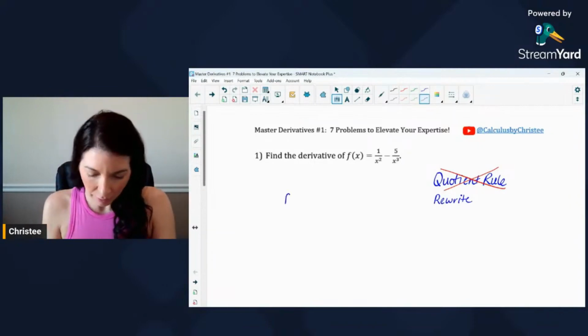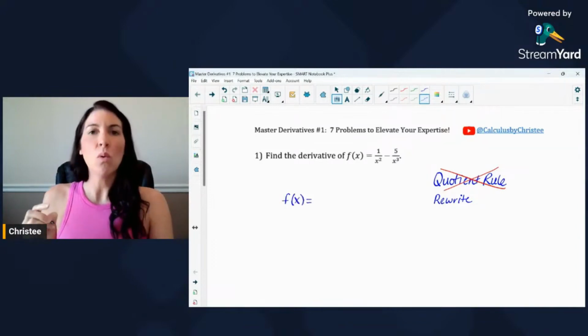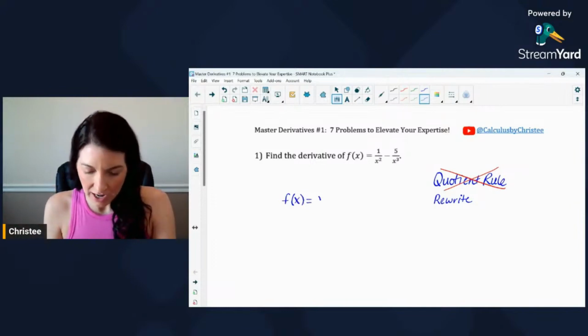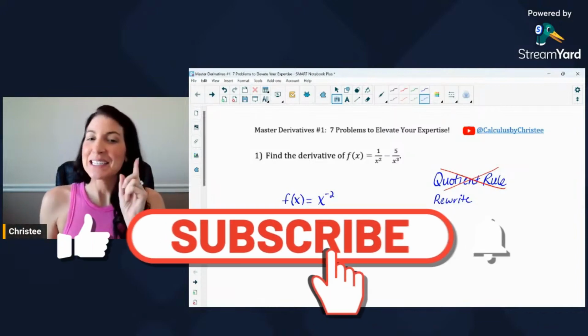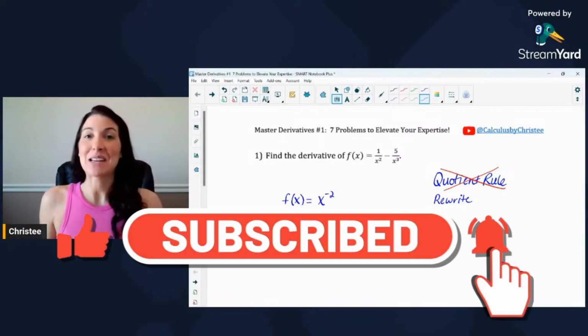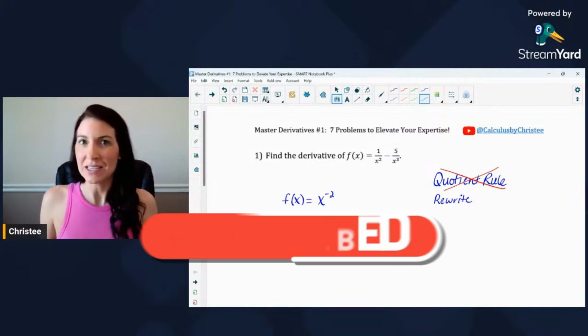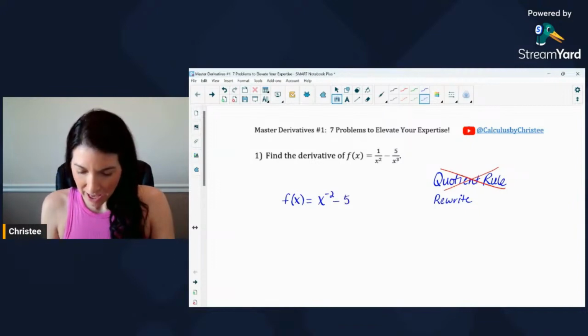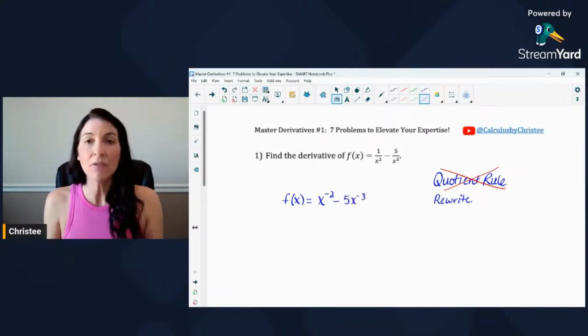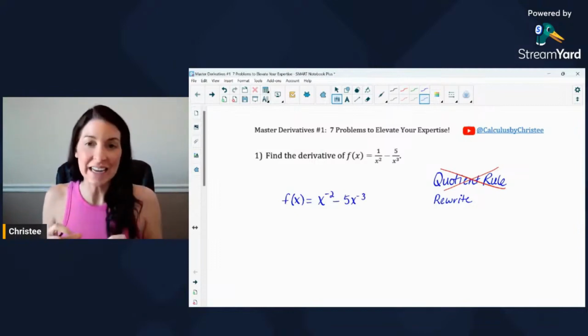And the way that I would rewrite this problem is just rewrite it without fractions. So 1 over x squared, you can actually rewrite as x to the negative second, and it means the same exact thing. And rewriting it that way is going to make taking the derivative a whole lot easier. Highly recommend this. Don't do quotient rule. And then minus 5 x to the third, we can rewrite as x to the negative third because that x to the third was in the denominator.